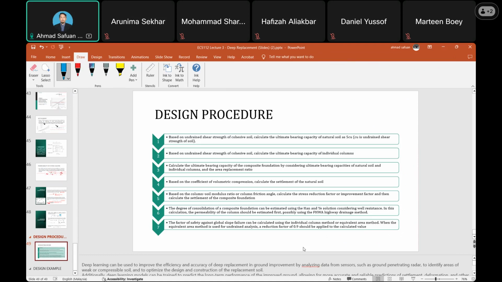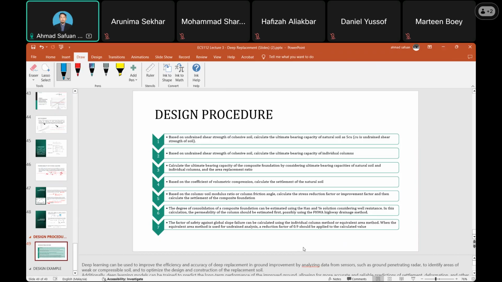Based on the coefficient of volumetric compressibility, calculate the settlement of natural soil. Based on the column-soil modulus ratio and the friction angle, calculate the stress reduction factor or improvement factor, and then calculate the settlement of the composite foundation. The degree of consolidation of the composite foundation can be estimated using the Han and Ye solution considering well resistance. In this calculation, the permeability of the column should be estimated first, possibly using the FHWA highway drainage method.